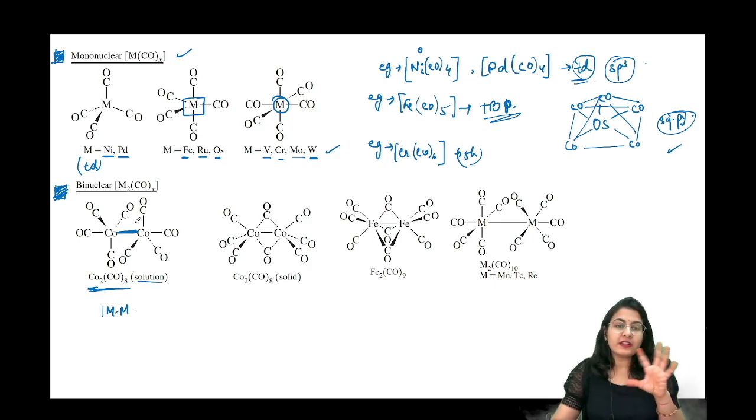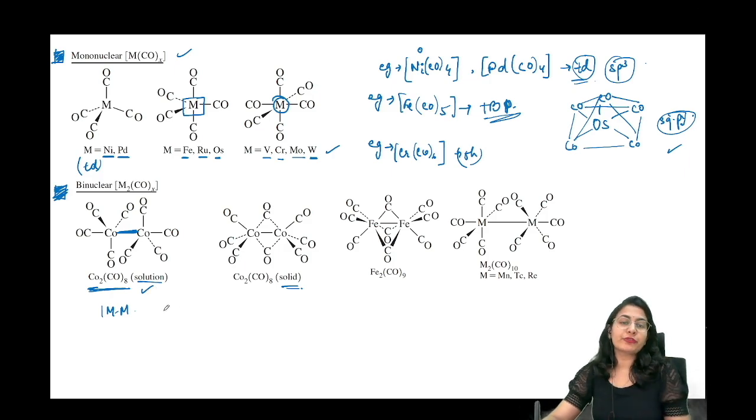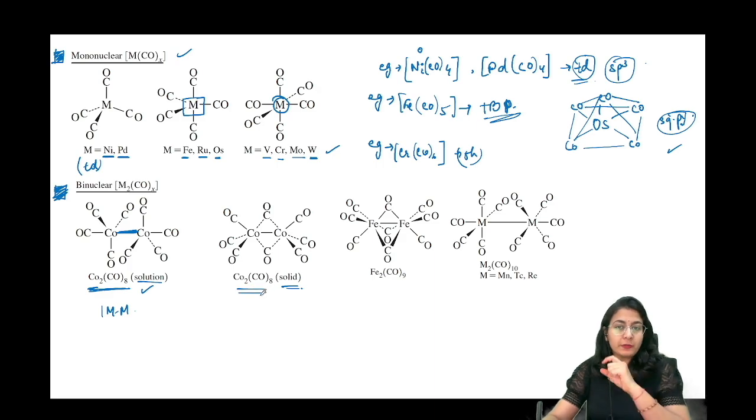Now there is one more thing it can do. In the solution phase, all the carbonyls are going to be free, but in the solid state, these carbonyls may end up becoming a bridging carbonyl. Why? Because the structure is a little bit more rigid. All right, and why not in the solution? In the solution, the structure is a little bit more free, free to move around like that. Okay, but the electron count remains the same as I told you. One carbonyl will always give 2 electrons. Okay? Chalo, as long as it is bonding from the carbon side. So yeah, 2 electron donor over here and 2 electron donor over here as well.